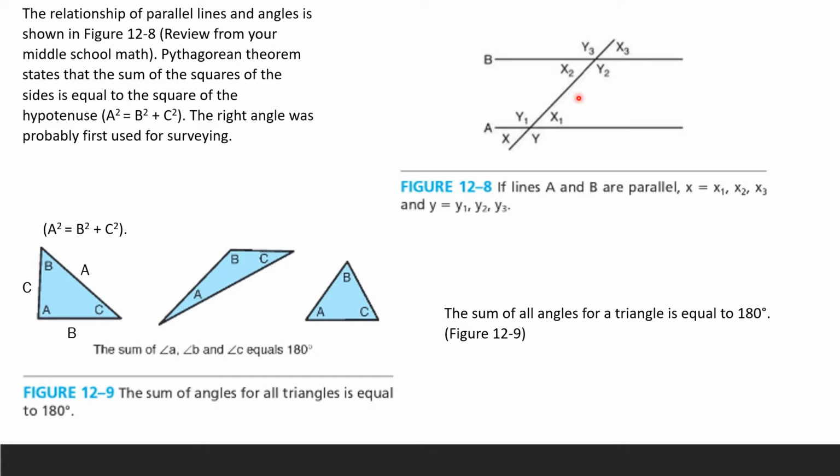And the right angle was probably first used for surveying in ancient times. So when you take a look at these four angles, you're going to see if these two lines are parallel, your x is equal to x1, x2, and then x3, and your y is going to equal y1, and then y2, and then y3. So if you cannot see it, it's right there, okay?